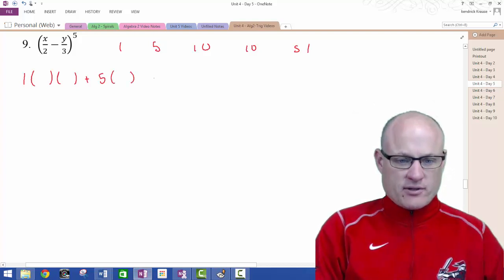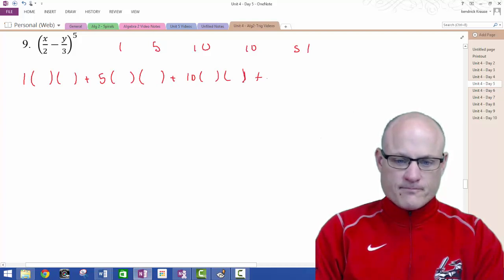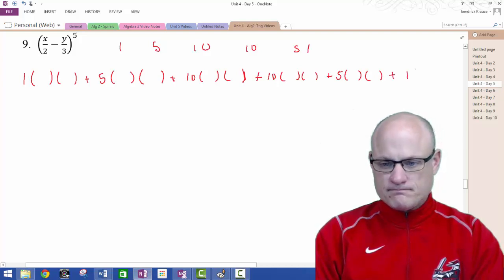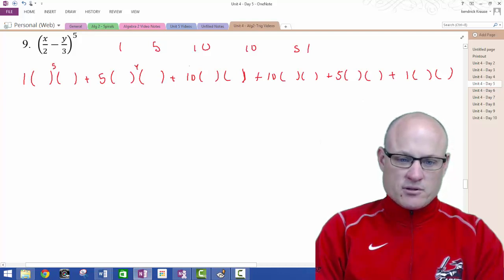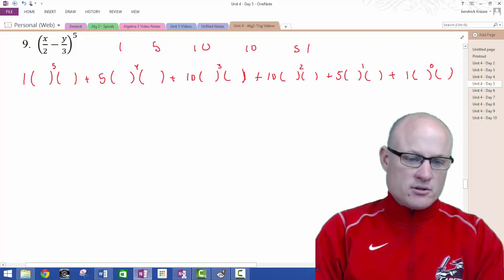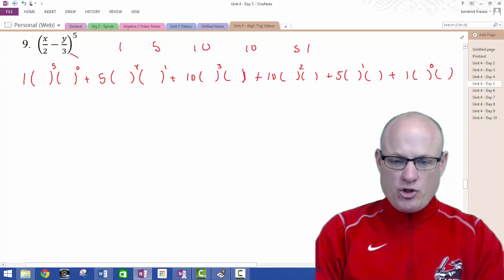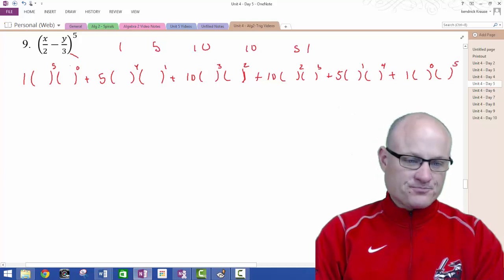Hopefully the next one doesn't have a large exponent. Oh my God, I put 6. What the heck was I thinking? Sloppy, I apologize. 2, 1, 0. 0, 1, 2, 3, 4, 5.